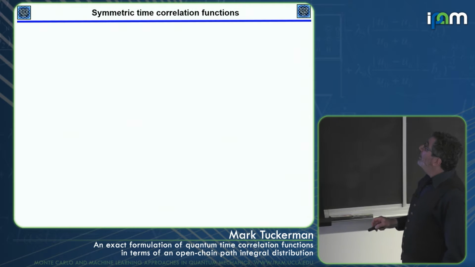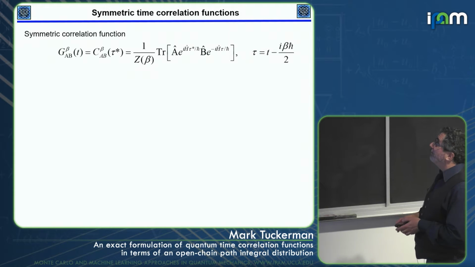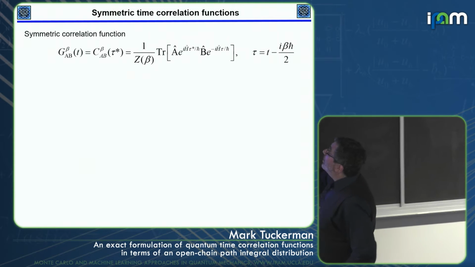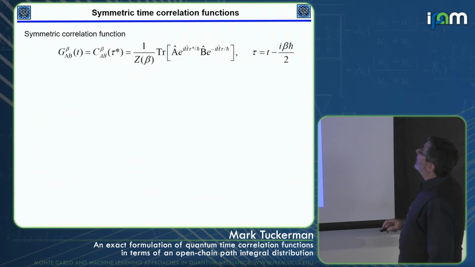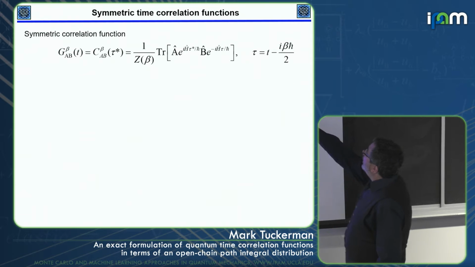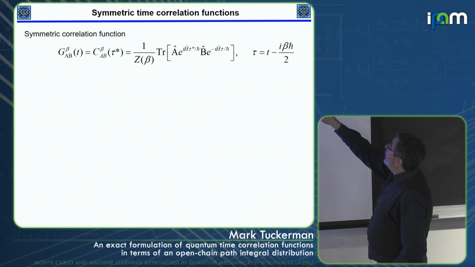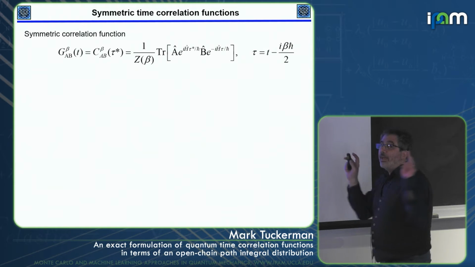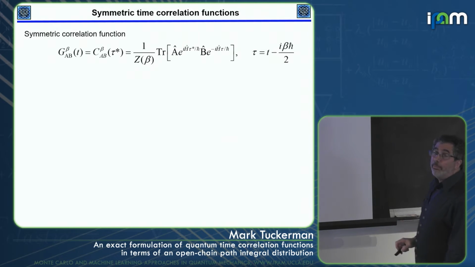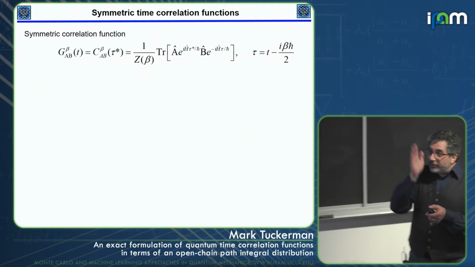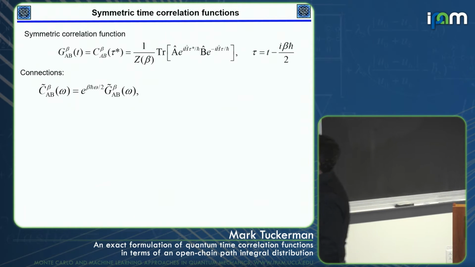There's actually another correlation function of interest, which is called the symmetric or symmetrized correlation function. In this one, you take the standard correlation function, but you evaluate it at a kind of complex time. In other words, you take the operator A at 0, you take the operator B, but you're evolving it in this Heisenberg-like picture, where the time is a complex parameter, t minus i beta h bar over 2. This is actually the midpoint of that integration for the Kubo transformed correlation function.